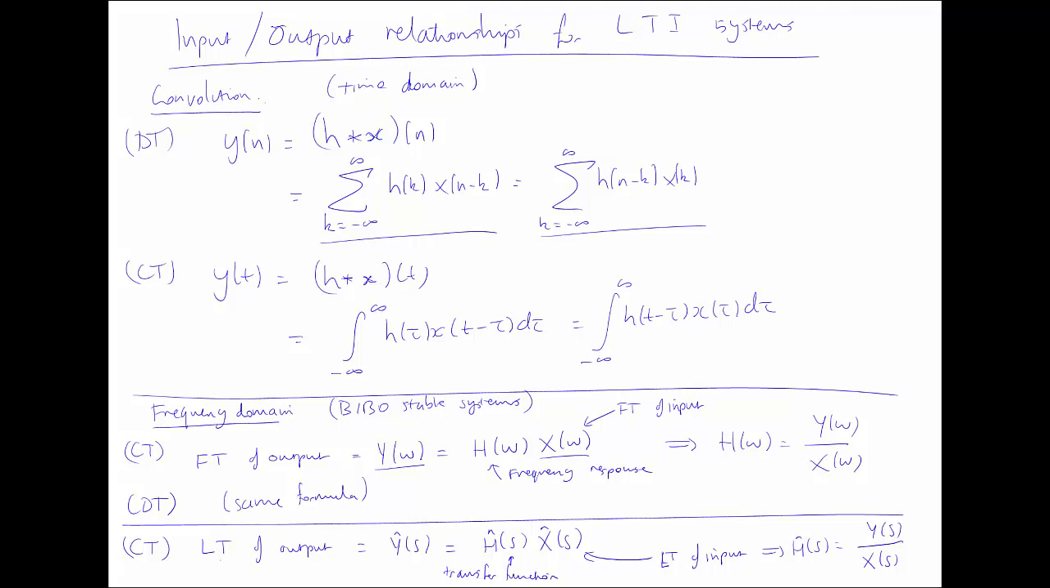Okay, so there's one setting in which we have not described this. We've done time domain, we've done frequency domain, but this is frequency domain with aperiodic inputs. Okay, so what happens for periodic inputs and BIBO stable systems?